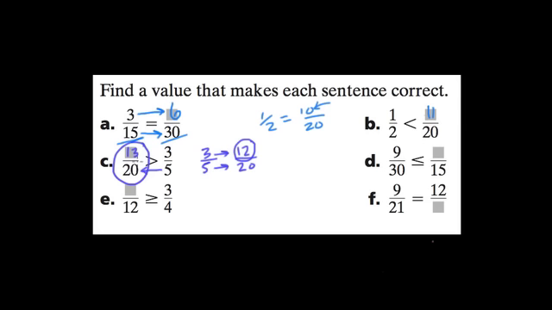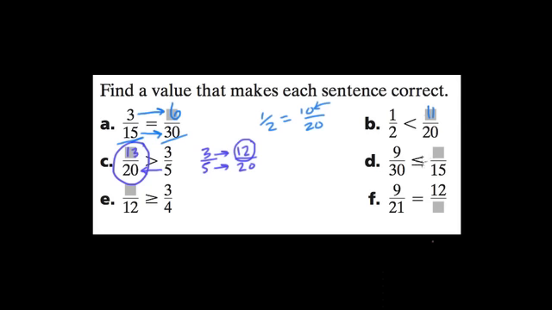I'll put 13 there. D is interesting because this missing number could be an equal part, because here we have greater than or equal. So this fraction here could be equal to 9/30 or greater. I guess here we'll just establish that anything that is equal to or greater works.